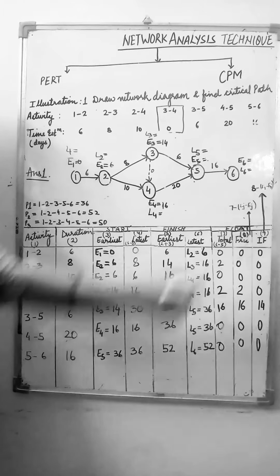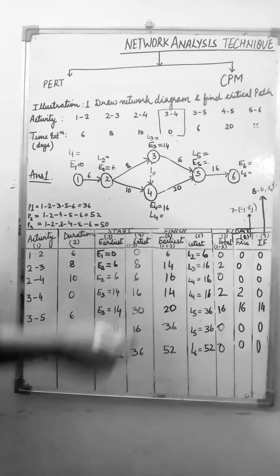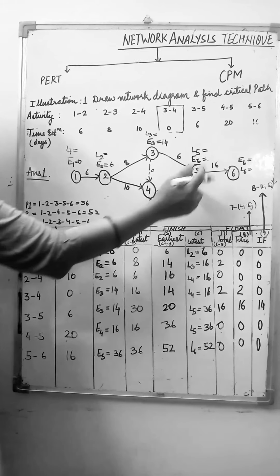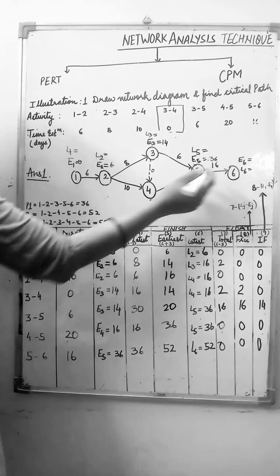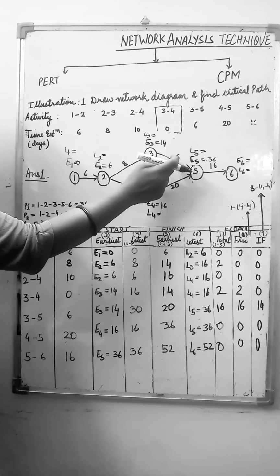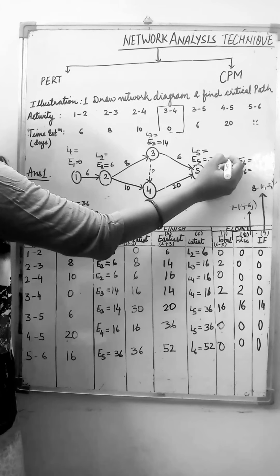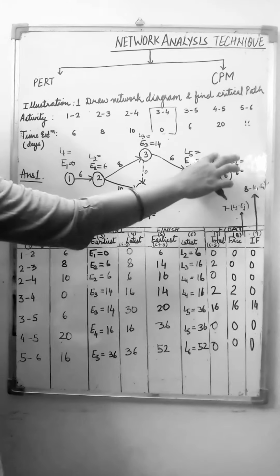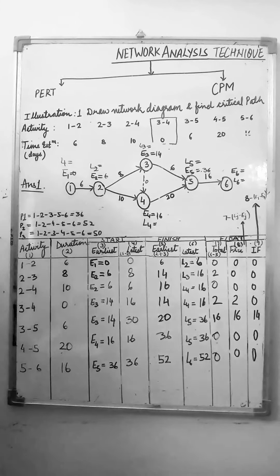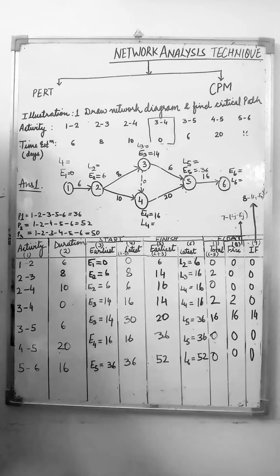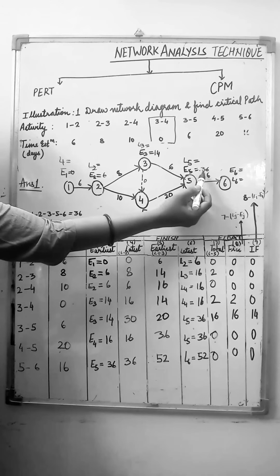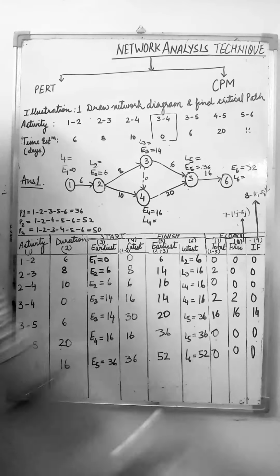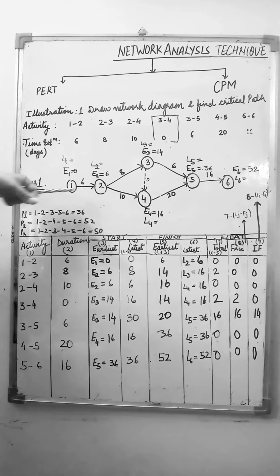Now E5. Here again we will get two values. One value from here and one value from here. 16 plus 20 is 36. And the second value from here is 14 plus 6 is 20. So what value we will consider? We will consider the highest value, that is equal to 36. Fine. Next is E6. E6 is equal to 36 plus 16, that is equal to 52. Fine. In this way we will calculate the E values.